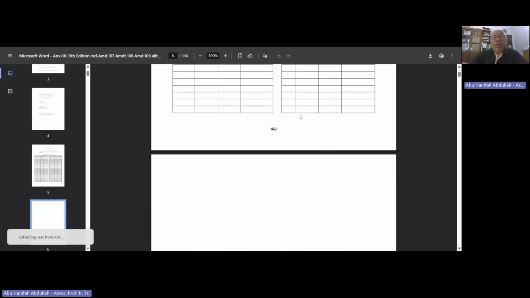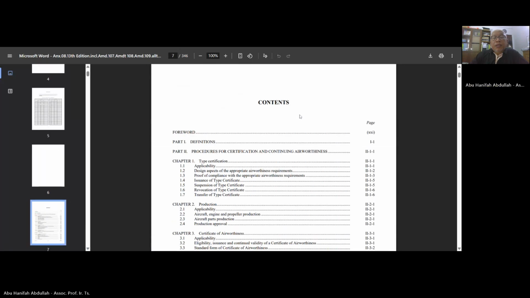You can see there is a type certification. Okay, this is part 1, part 2. Part 2: procedures for certification and continuing airworthiness. So there's certification and continuing airworthiness, or someone may also hear about initial airworthiness and continuing airworthiness. Certification is part of initial airworthiness, and continuing airworthiness is what you are working on in the MRO, CAMO, ATO.